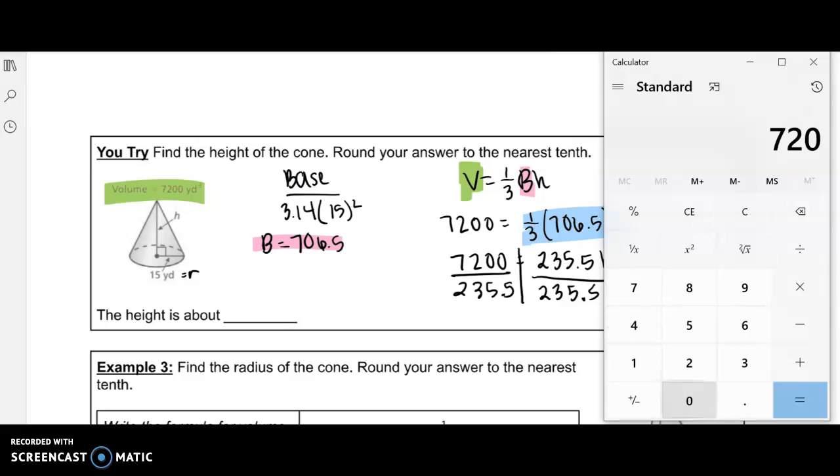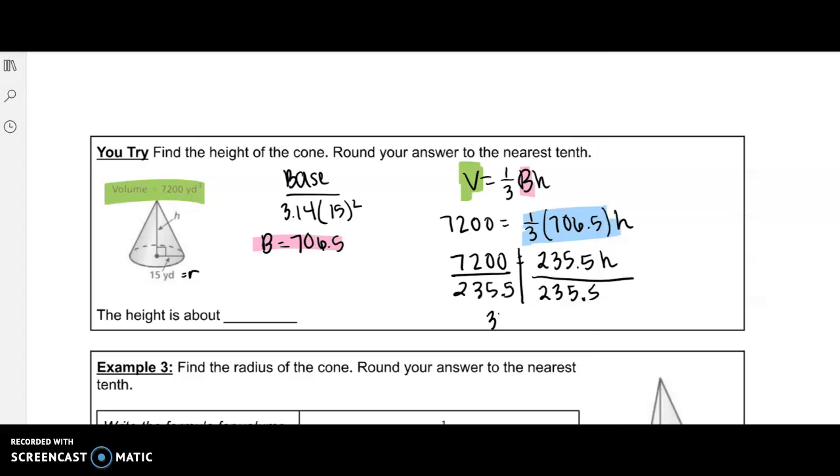So 7,200 divided by 235.5. And that gives us 30.57 equals our height, but we need to round to the nearest tenth, so that 7 is going to make this 5 turn into a 6. So our answer is now 30.6, and it's in yards.